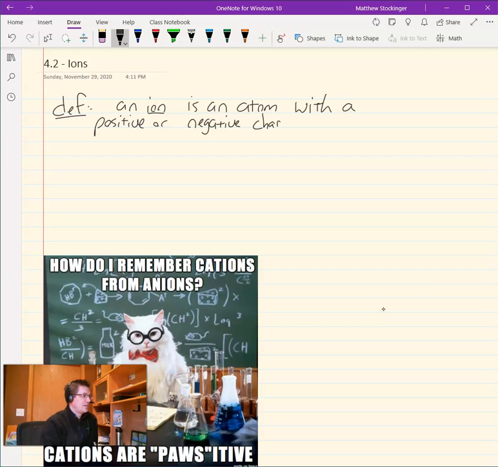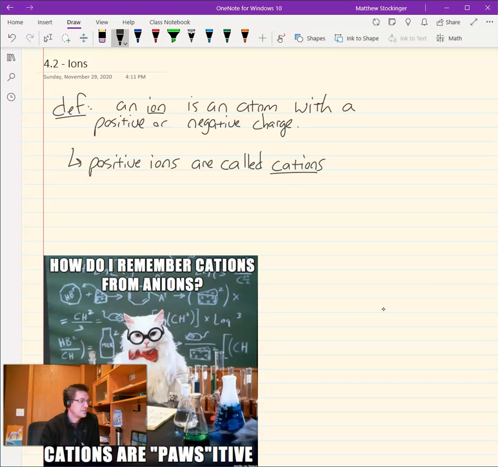Now, technically, an atom can have neutral charge, but then it's not called an ion. An ion is when it's either positive or negative. Okay. We'll talk about how that happens in a moment, but mostly what we're writing down in these notes is vocabulary. Okay. Positive ions, they have a special name. Okay, those are called cations.